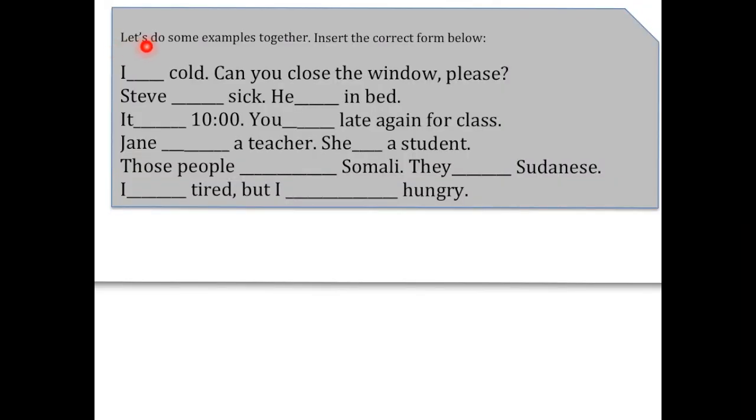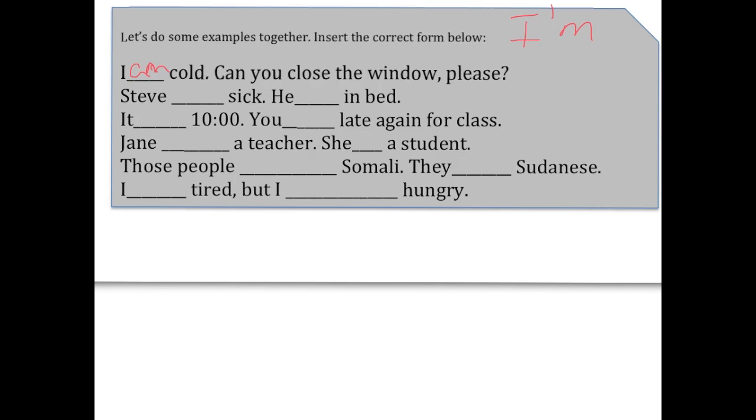Here's the directions right here. Let's do some examples together. Insert the correct form below. You have I blank cold. Can you close the window, please? What's the positive tense of that? Positive, am, is, and are. For that, you can write I am, or you can write, I'll write it over here, I'm. And a lot of times in English, you'll hear I'm cold, not I am cold.